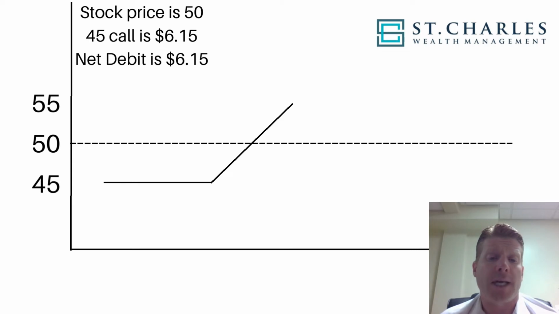Now, we will have upside participation on this stock on anything above 45, but understand we paid $6.15 to get that participation, to get that privilege. $5 of this is in the money, but we pay $1.15, $6.15 minus $5 of how much it's in the money, to actually get that privilege in terms of time value.